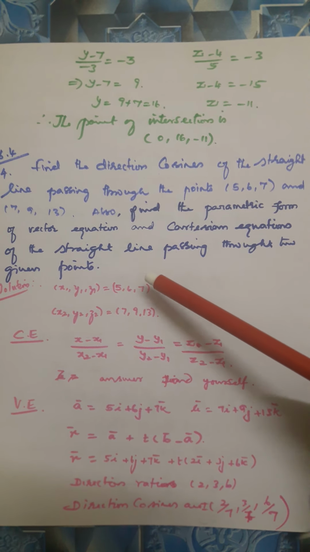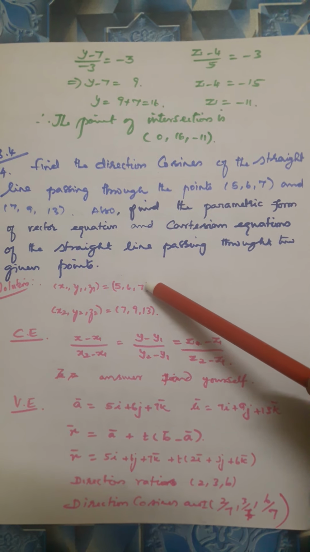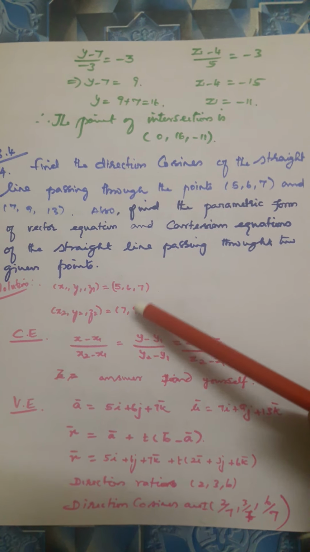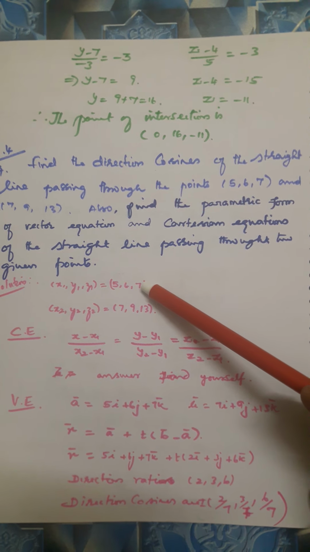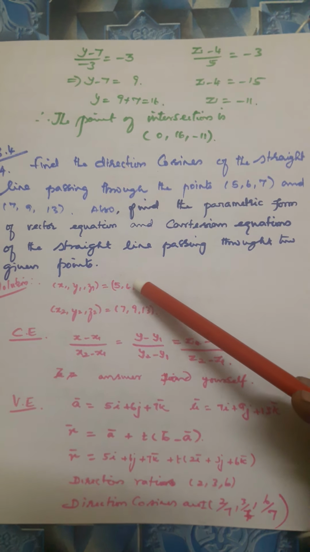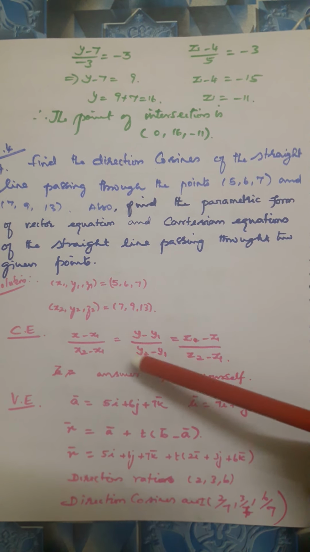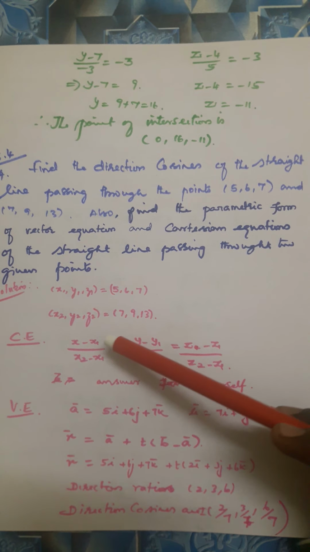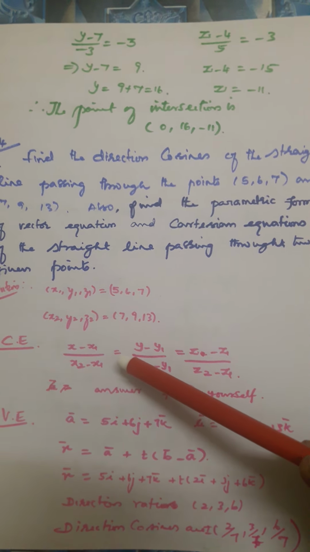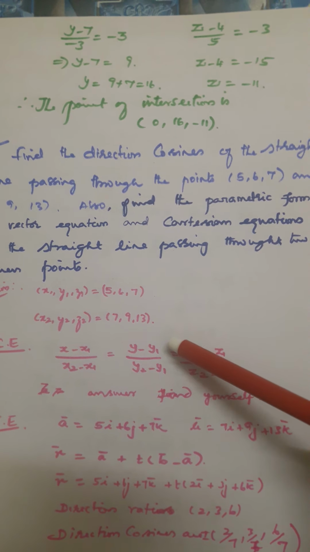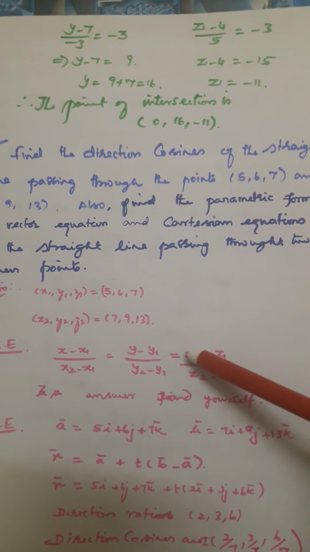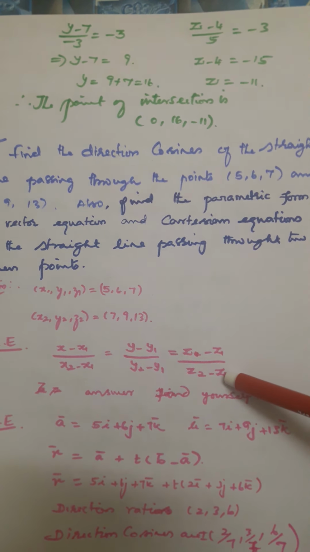So first I have written in Cartesian form x1, y1, z1 value, x2, y2, z2 value. I have taken the first point x1, y1, z1. You can take your second point as first one, and this will be second one. You will be getting the same answer. Okay. So your Cartesian equation formula is (x minus x1) by (x2 minus x1) equal to (y minus y1) by (y2 minus y1) equal to (z minus z1) by (z2 minus z1).